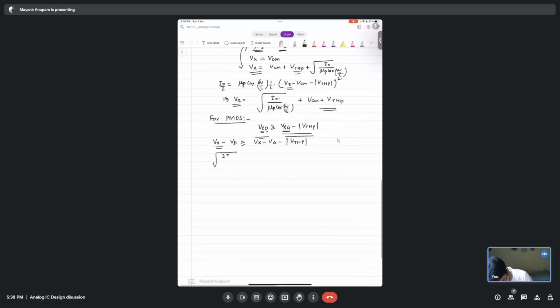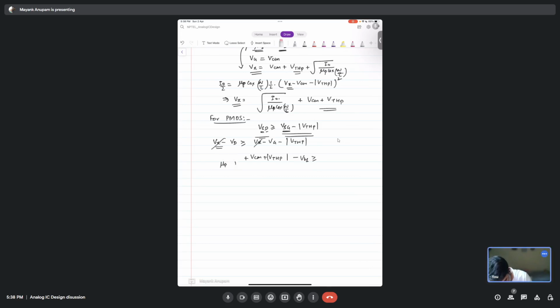I naught divided by μCox, W over L, plus VCM plus modulus of Vth. Minus what? Vd is Vb1, correct? Should be greater than Vx, which is again Vd minus, so this goes away here itself, right?